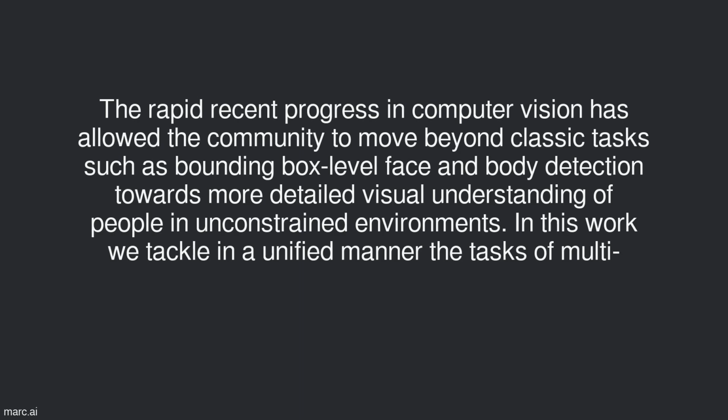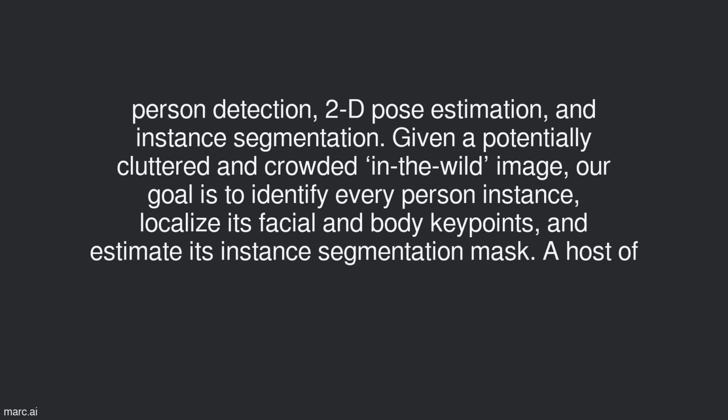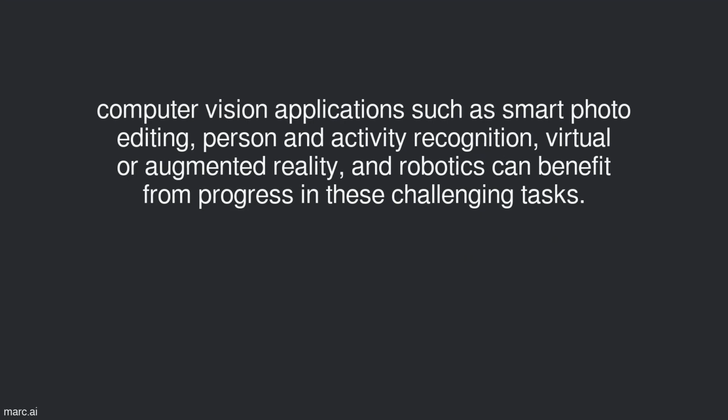1. Introduction. The rapid recent progress in computer vision has allowed the community to move beyond classic tasks such as bounding box-level face and body detection towards more detailed visual understanding of people in unconstrained environments. In this work we tackle in a unified manner the tasks of multi-person detection, 2D pose estimation, and instance segmentation. Given a potentially cluttered and crowded in-the-wild image, our goal is to identify every person instance, localize its facial and body keypoints, and estimate its instance segmentation mask. A host of computer vision applications such as smart photo editing, person and activity recognition, virtual or augmented reality, and robotics can benefit from progress in these challenging tasks.